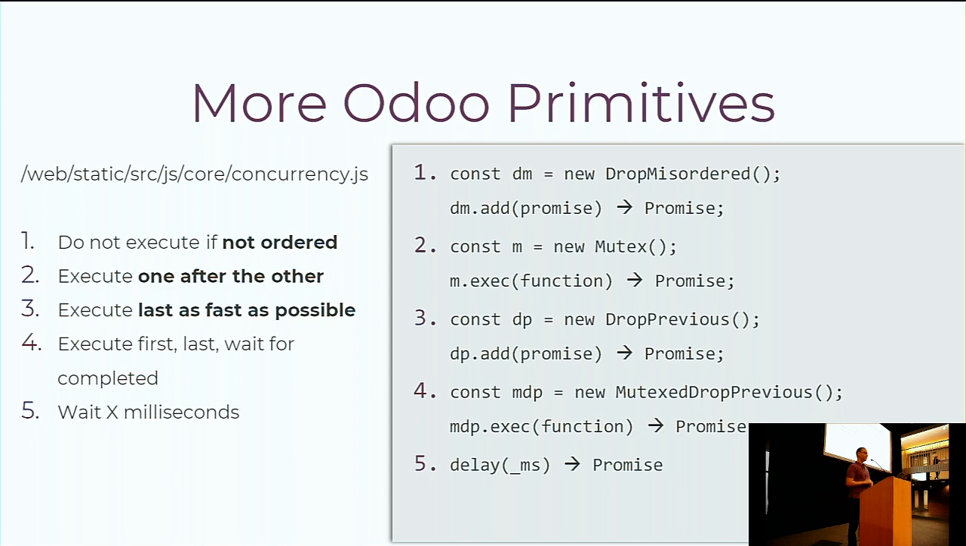The final one is delay, which is a simple set timeout that works with promises. You call delay with a number of milliseconds, and it gives you a promise that will be resolved after that many milliseconds at least. And that's it for primitives. It's used everywhere in the web add-on. That's exactly how we control that the user cannot cancel and save at the same time, or that the user cannot open two views at the same time, or get a controller and a renderer from two different views because they click really fast and the view switcher at the same time. It's exactly how we do it.